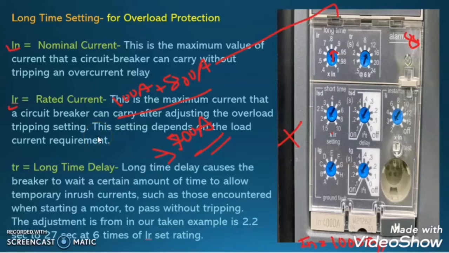To avoid changing the circuit breaker due to small changes in the load, the manufacturer gives this overload tripping setting to set your air circuit breaker depending on your load.